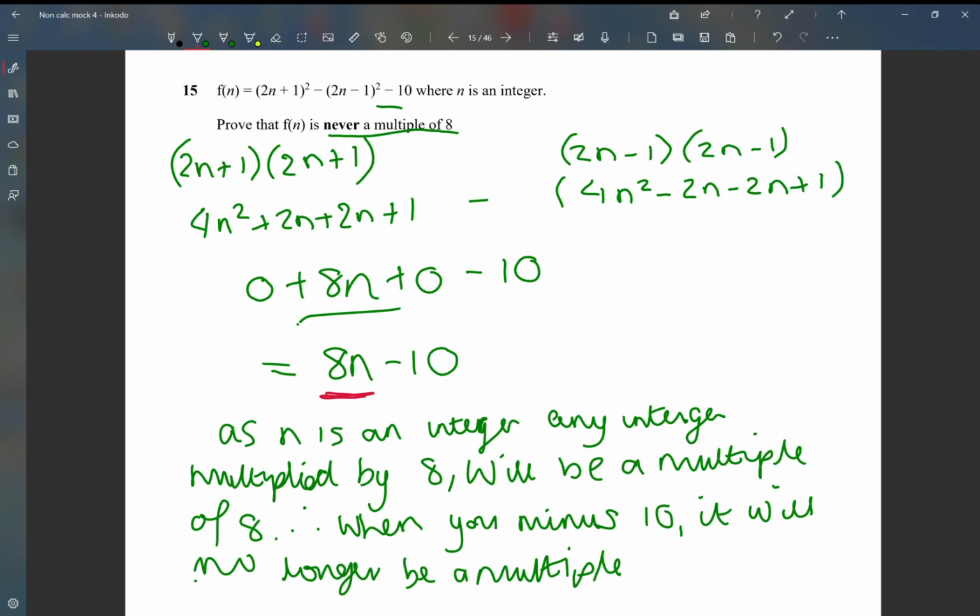Okay, so I hope that was quite helpful. This is a proof, and they've given you that, so it's always going to have some slightly complicated expanding going on.